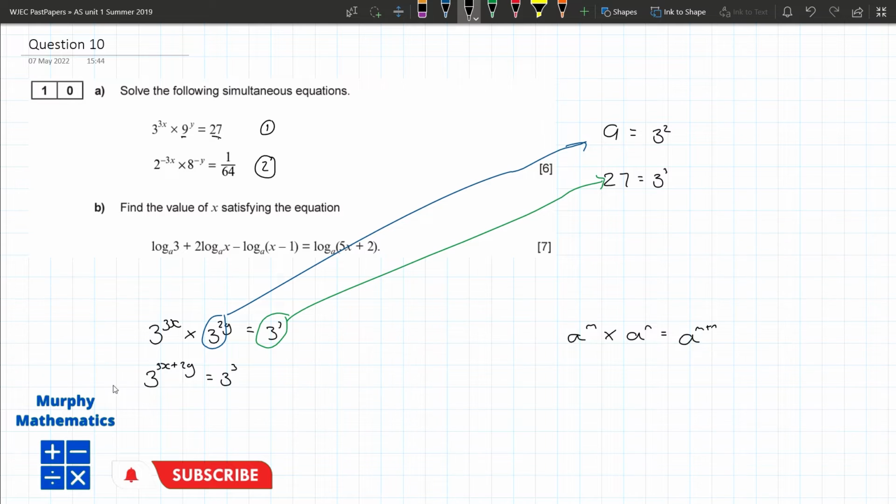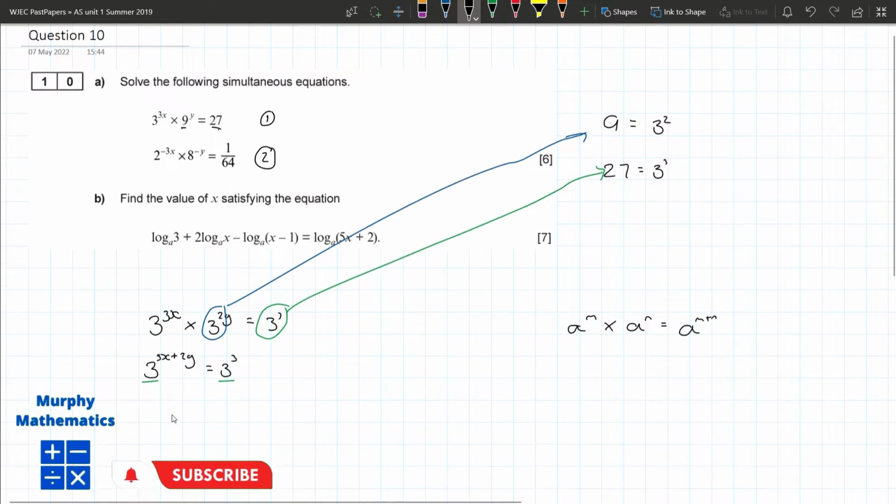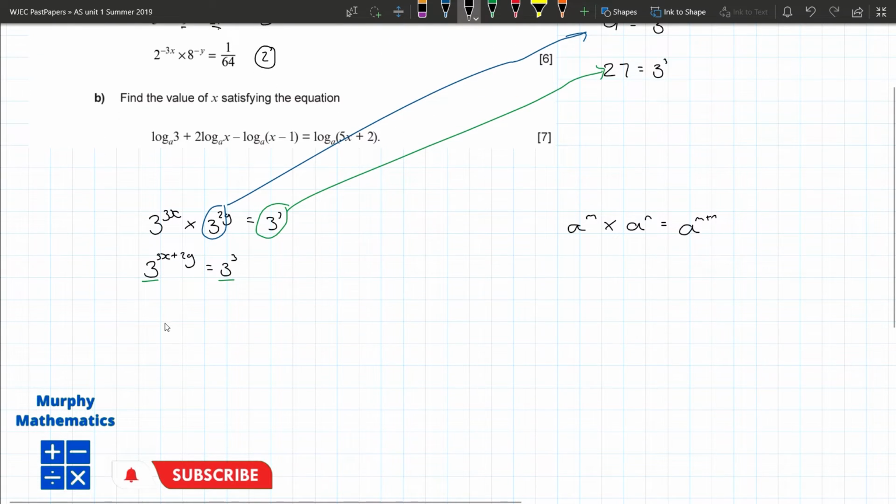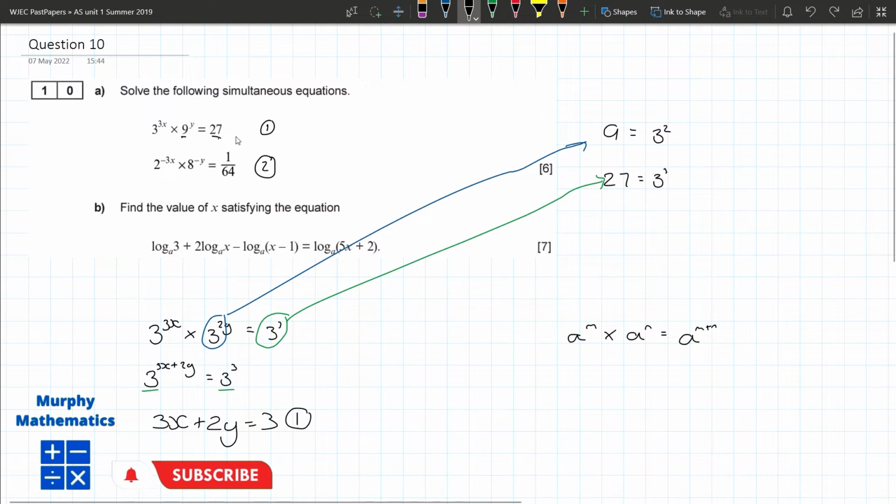Awesome. So now I've got my equation to the same base. So my equation is all to the base 3, I can equate my indices. So I can make equations just for my indices. So I've got 3x plus 2y equals 3. So that's my first equation. This looks a lot better and we know what to do with this. This looks familiar.